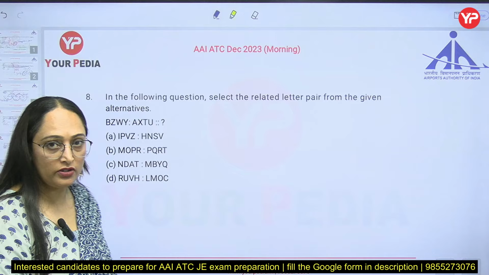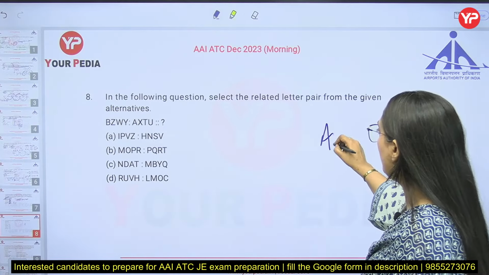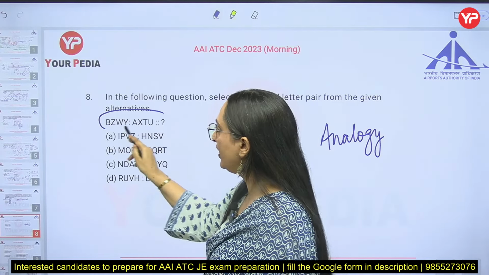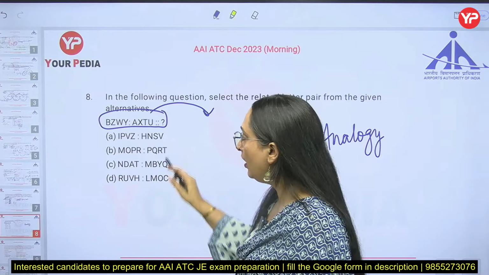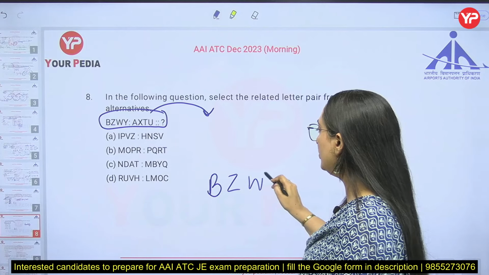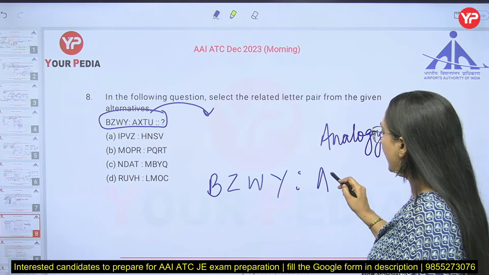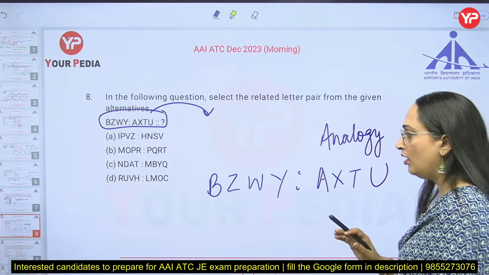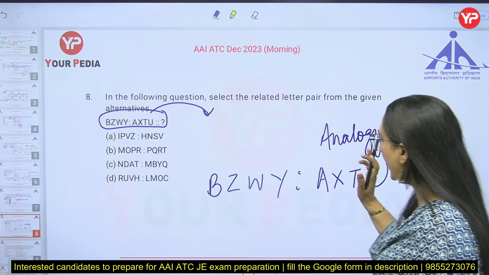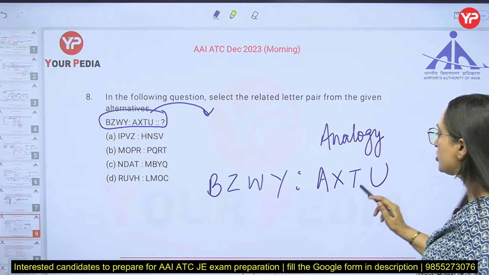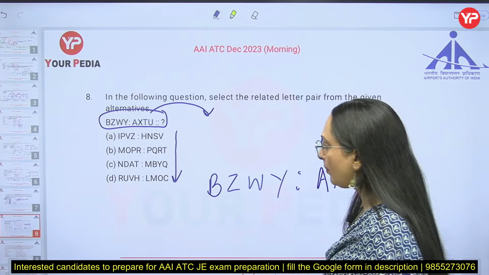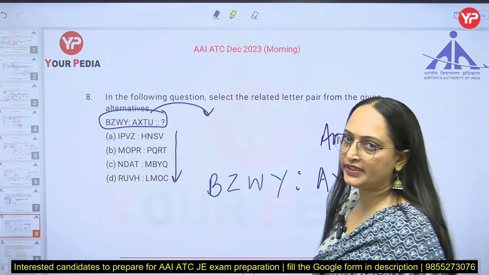This question is from analogy. One relationship is there. We have to find the same type of relationship in the given options. See, B, Z, W, Y is related to A, X, T, U. First find the logic here: how B, Z, W, Y is written as A, X, T, U. Then we can find the same type of options in the given alternatives.